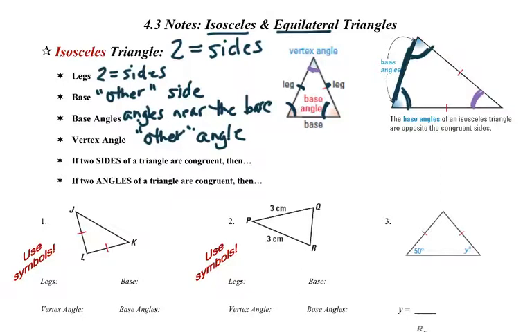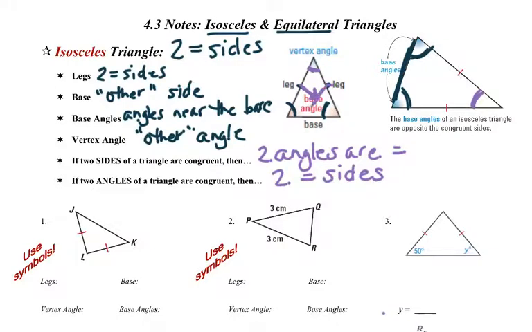Here's the big rule. If two sides of a triangle are congruent, then two angles are congruent. Or we say two equal sides means two equal angles. Similarly, two equal angles, then you get two equal sides. And the equal angles and the equal sides are across from each other. Or you'll hear me say a lot that the equal sides point to the equal angles. They're across from each other. Make a little more sense when we do an example.